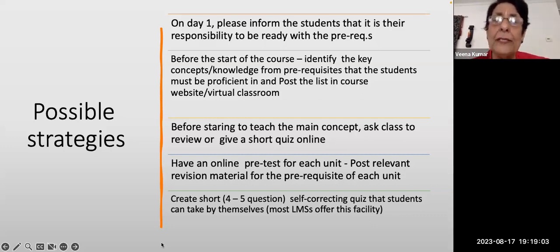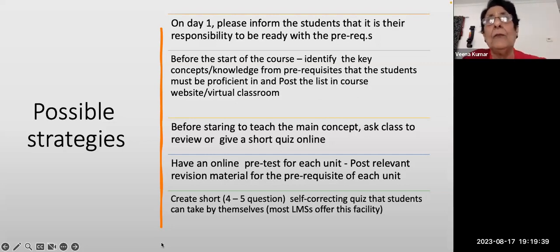So inform the students that, guys, of course you will take care of it, but you say, I'm not going to be responsible for your prerequisites. You need to be prepared for it. But for that, what you need to do is, before the start of the course, identify the key concepts, knowledge from the prerequisite that the students have to be proficient about. Put them on your virtual classroom. Tell them, first of all, do you know these things? If you do not know this, read this material and take this self-correcting quiz.